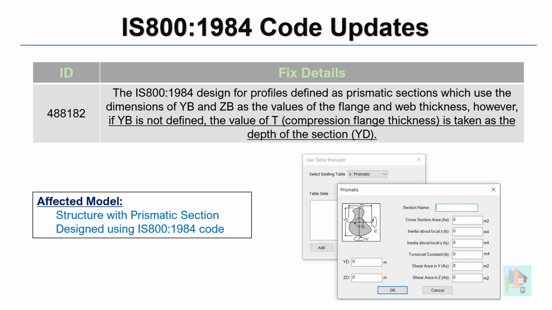For IS 800-1984, there are several updates. For this code, section classification is not required, and any prismatic section is designed using YD and ZD value.